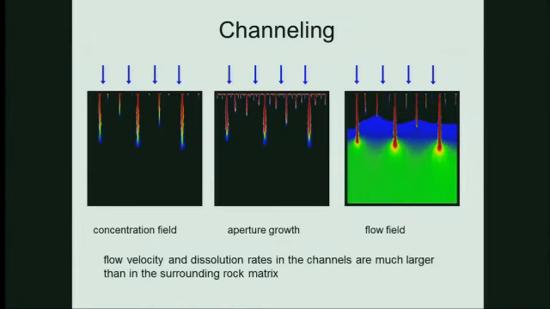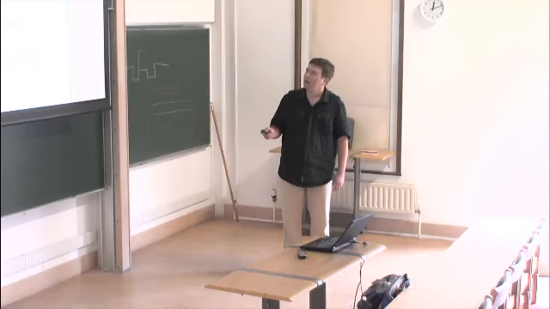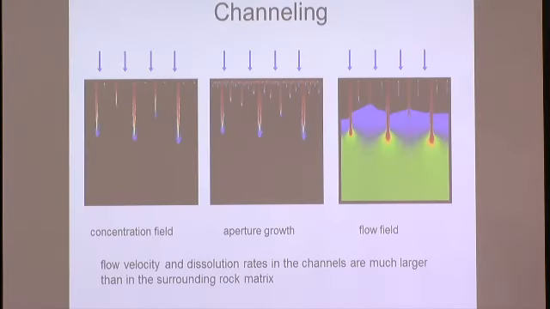Okay, and then let me just show you what's going on around these solution channels. What I'm showing you here is the concentration field, where red means unsaturated reactant, and black is just completely saturated solution with calcium ions. The aperture field shows you the increase of the aperture at a given point, and the flow field, where colors denote the magnitude of the flow.